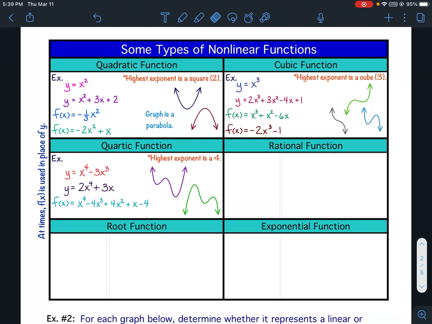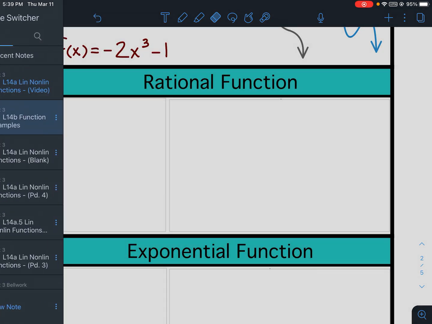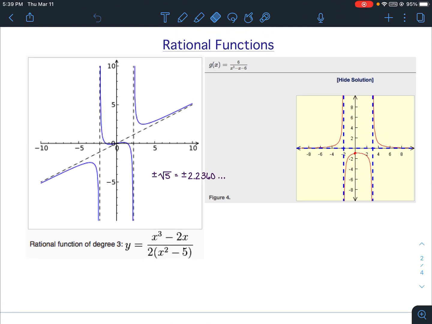Linear and Nonlinear Functions, Lesson 14 Notes. Continuing types of nonlinear functions. The next type we're going to talk about are rational functions. Rational functions have breaks in the graphs. There are areas where the graph will not touch.